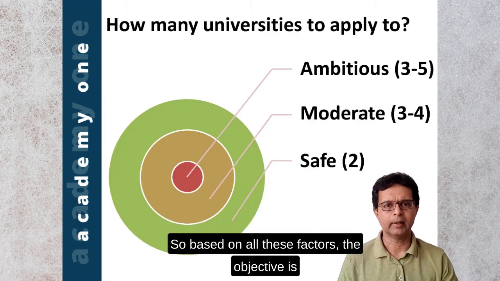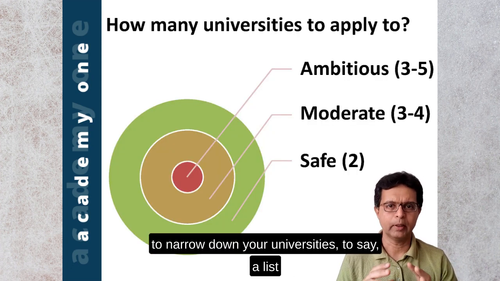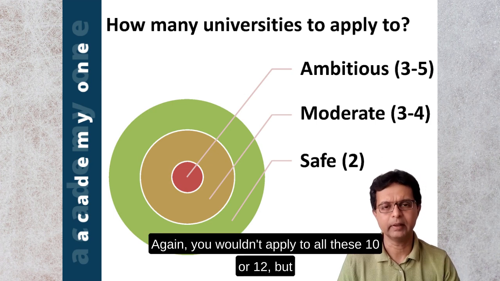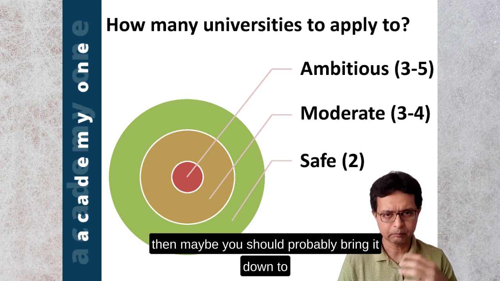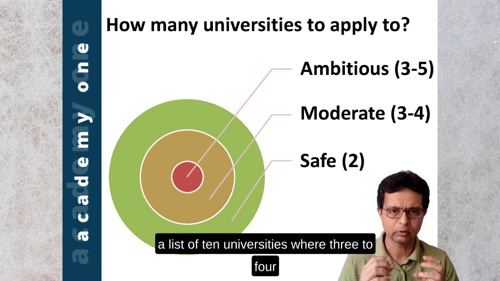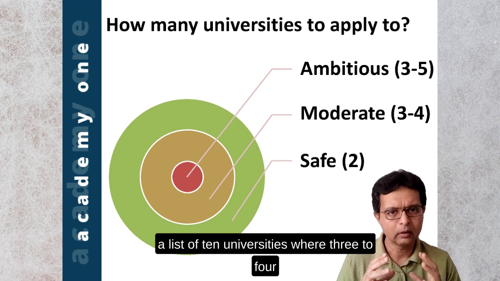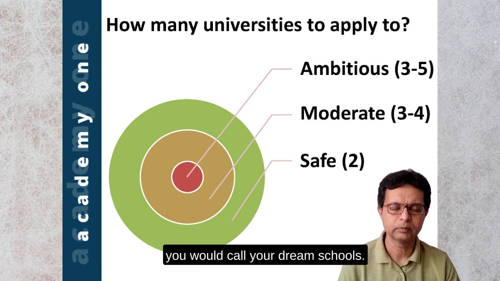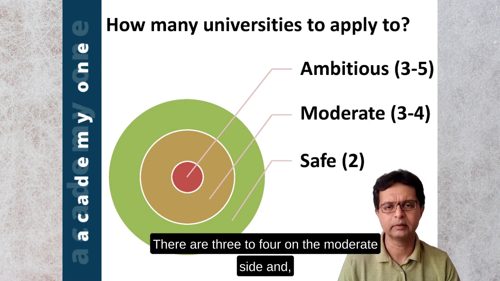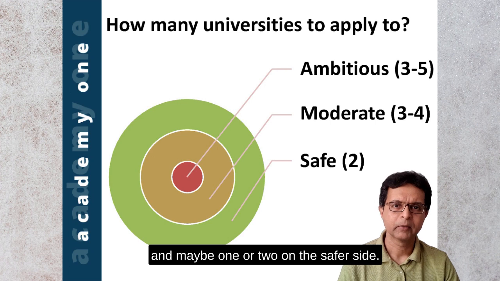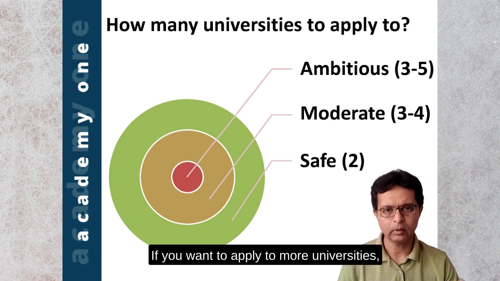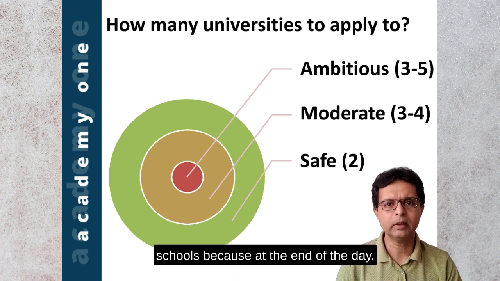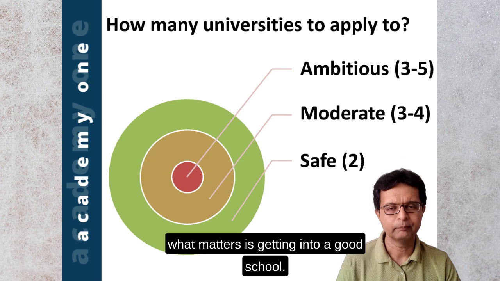So based on all these factors, the objective is to narrow down your universities to a list of 10 to 12 universities at the max. Again, you wouldn't apply to all of these 10, 12, but maybe you should bring it down to a list of 10 universities where 3 to 4 universities are more on the ambitious side, which you would call your dream schools. There are 3 to 4 on the moderate side, and maybe 1 or 2 on the safer side. If you want to apply to more universities, I would generally recommend applying to more ambitious schools, because at the end of the day, what matters is getting into a good school.